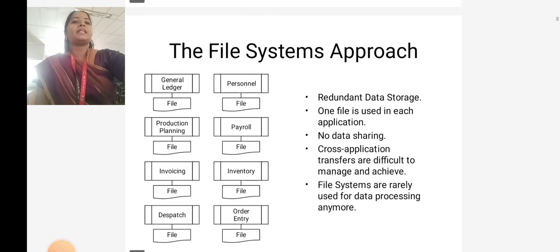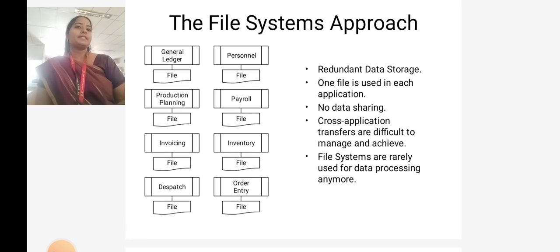Now the file systems approach. In the file system, there is a general ledger and a personal ledger, each having access to a file, and production planning and the payroll process are also there. These also come under the file processing system. Then invoicing and the inventory system are there, so again it comes to a file processing system. Dispatch and order entry also come under a file processing system.